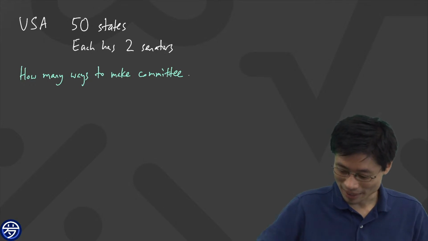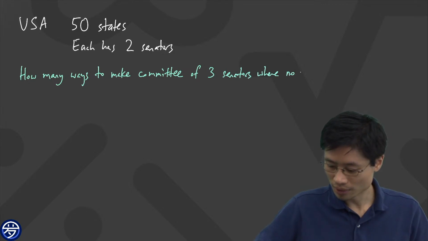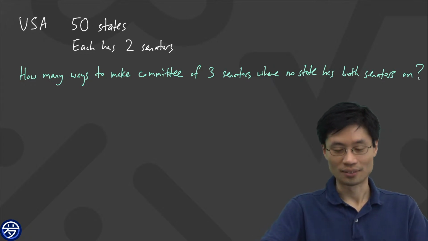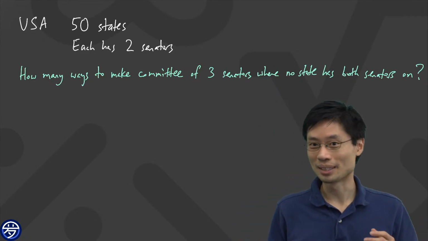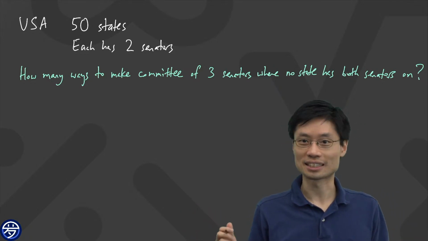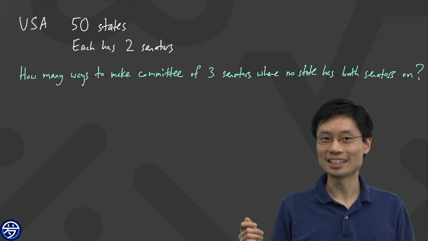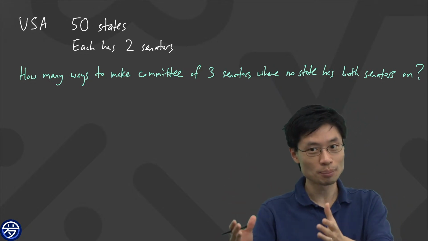How many ways to make a committee of 3 senators where no state has both senators on? I mean, you don't want any state to be too powerful. So how do we do a question like this? Somebody has asked, what are we doing? Suppose that you have 50 states and every state has 2 senators. How many ways can you pick a committee of 3 senators where you're not allowed to pick both people from Wyoming?